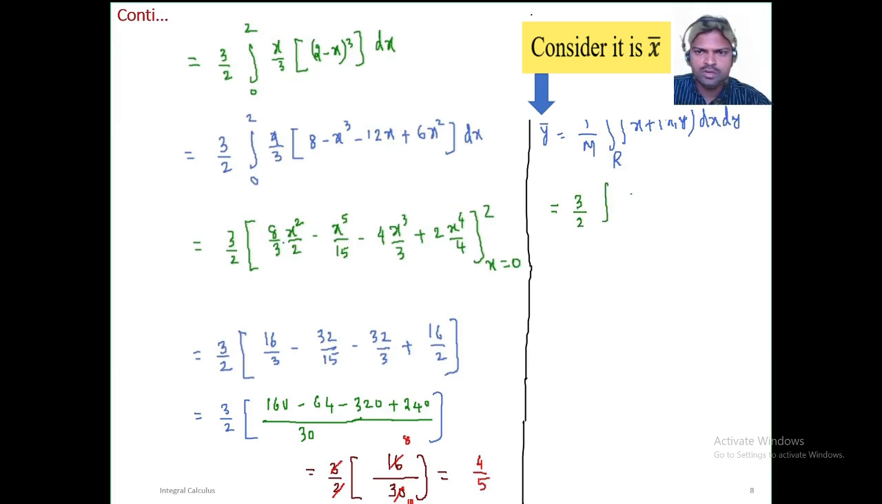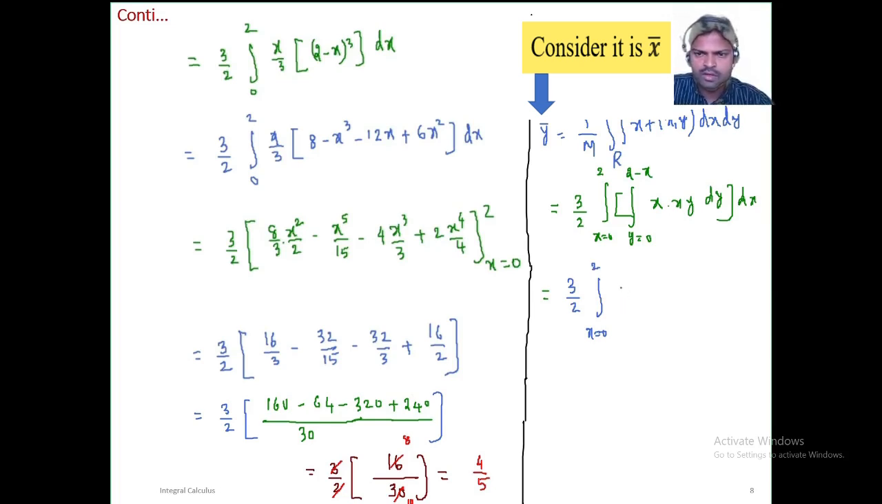So the double integral, where x is from 0 to 2 and y is from 0 to 2 minus x, of x into y. First with respect to y, after that with respect to x. Simplify this: 3 upon 2 double integral, x from 0 to 2, and we evaluate the y limits first.